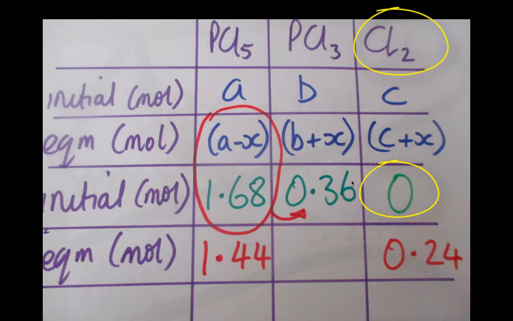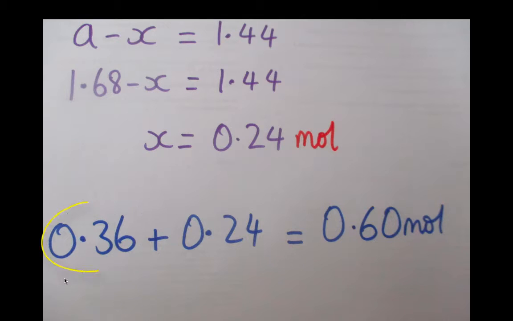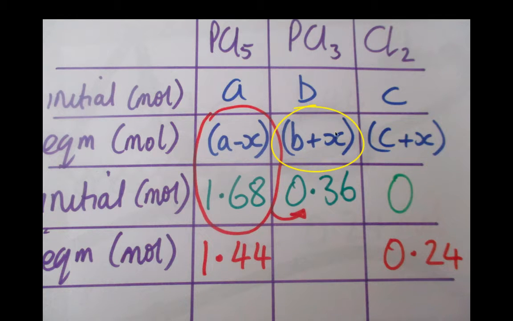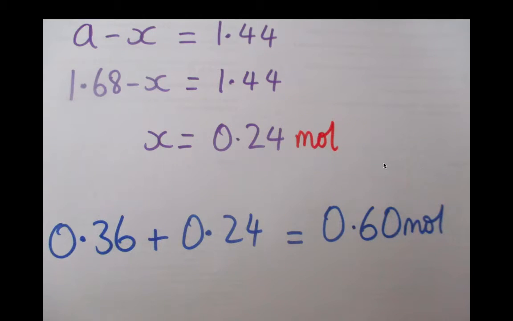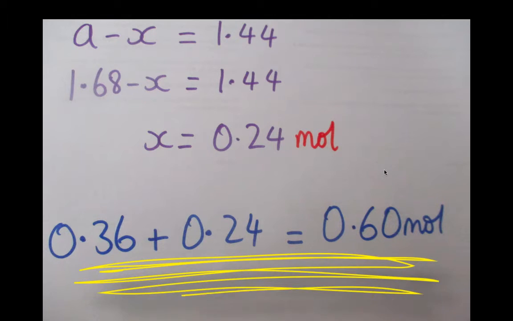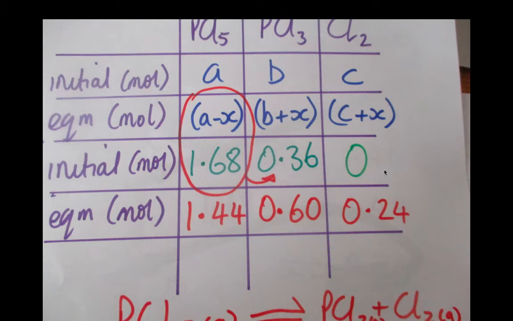Now we also know that we started off with no Cl2 at all. So this 0.24 has been gained from an initial starting point of nothing. So therefore we've ended up with 0.24 moles of Cl2. On the other hand, we know that we started off with 0.36 moles of PCl3. So if the 0.36 moles had gained another 0.24 moles, because that's what we've said here, then we know that we must end up with an equilibrium amount of 0.6 moles. So we can put this in as well.